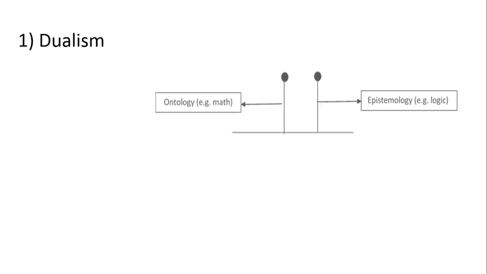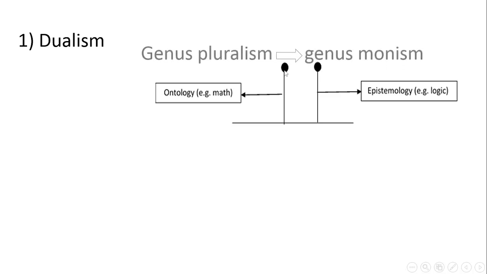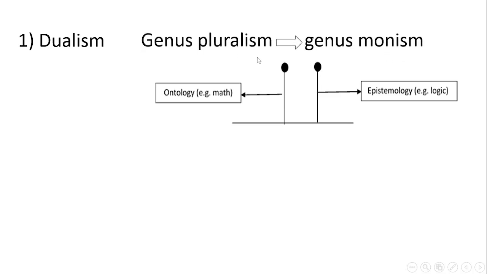So the first model that we are going to analyze is the dualistic model of reality. In this model we can move from genus pluralism towards genus monism.